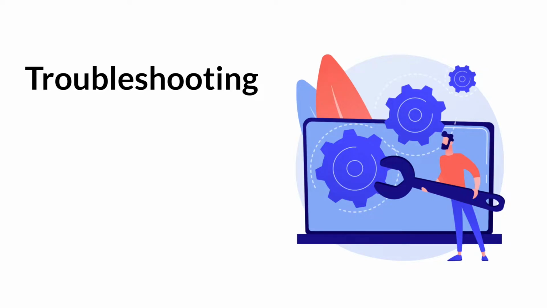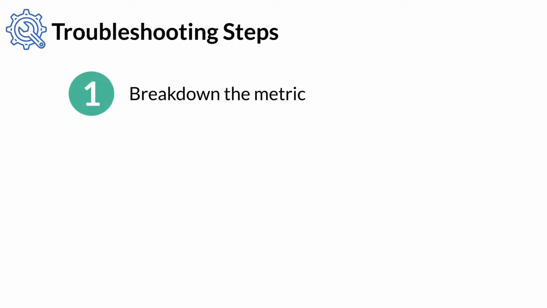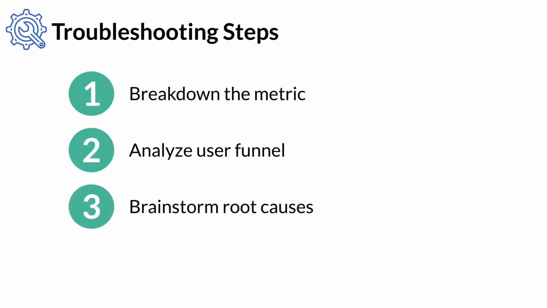Next type of execution questions are troubleshooting, also known as debugging or root cause analysis. To answer them, we will follow a 4-step solution approach. Start with breaking down the affected metric and collecting data to localize the problem. Next, deep dive into the problem by analyzing user funnel. Then brainstorm potential root causes based on what you learned from data. And finally, propose solutions or mitigations.